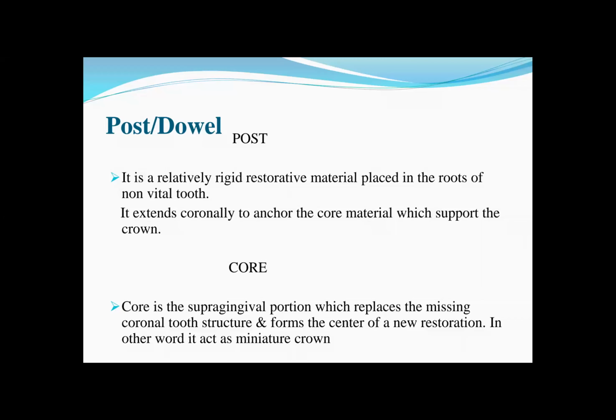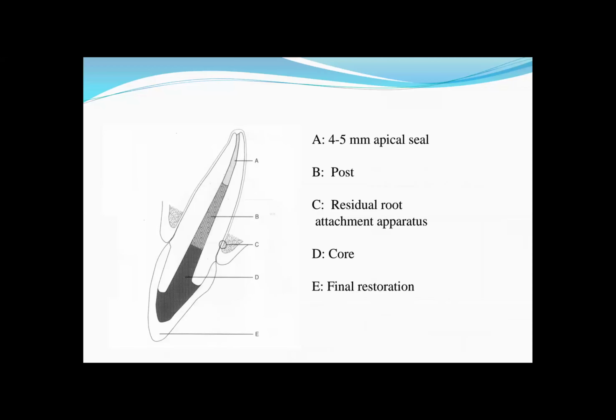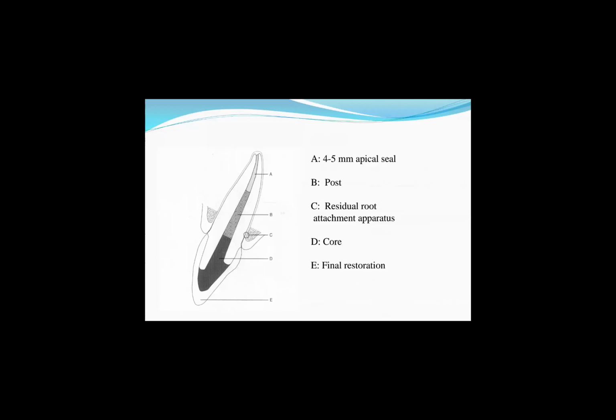In other words, you've created a miniature crown on which you are going to have the actual prosthesis coming into place. So this is a basic definition or description of what a post and core is all about. Now, this is a very, very simple way of understanding how you do the post and core right from the beginning.